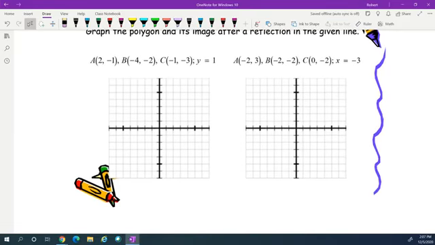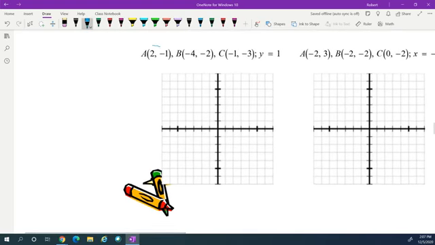Doing the exact same thing. We're going to graph the original. So let's graph our original. A is at 2, negative 1. B is at -4, -2, and C is at -1, -3. Here's our line of reflection, y equals 1.